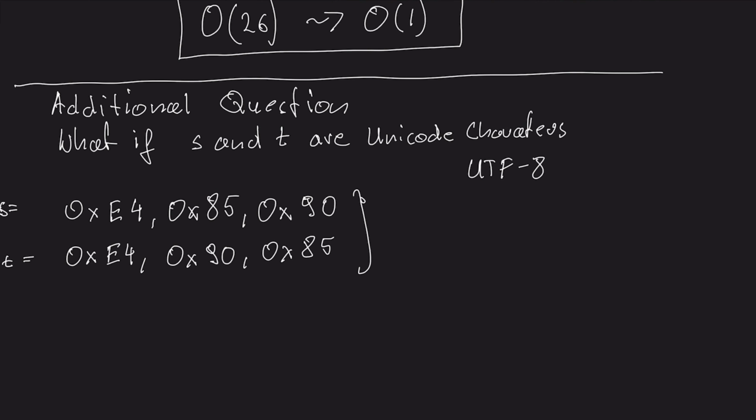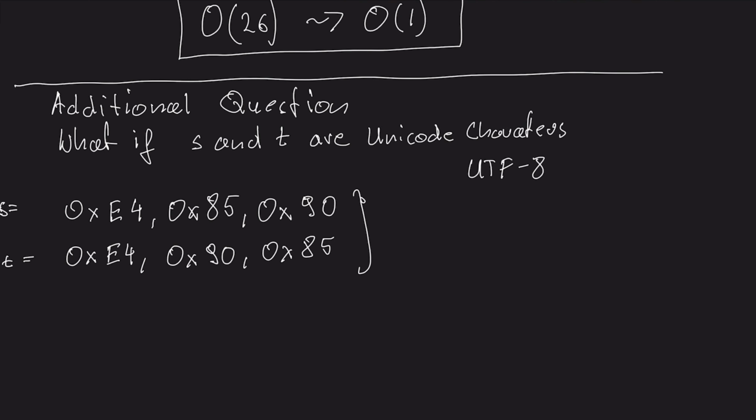So these are 2 real valid UTF-8 characters. And the only difference is that the bytes with the values 85 and 90 have their order switched, and they encode 2 different letters. So if we were to check for anagrams using any of our methods, for example, if we use our brute force, we would sort them, we would end up with the same strings, and we would say that this is an anagram, but this cannot be an anagram because this is a different letter. So this method will not work.